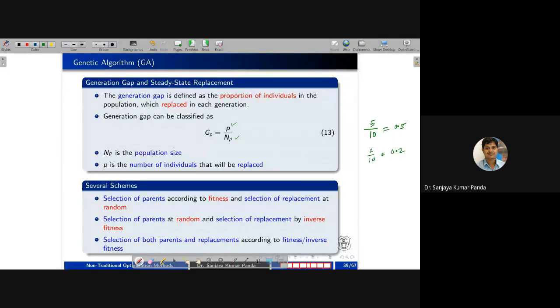Like you can select the parent based upon the fitness. Like I told you in the flowchart, there is a diamond which says check fitness. In check fitness, what you are doing? You are comparing the fitness of the previous generation with current generation. So in that case, you can select the parent based upon the fitness, and replacement can be done random. Or the first one may be random, second one is based on the fitness or inverse fitness. Or both can be at random, or both can be at fitness or inverse of the fitness. Such type of schemes we have to apply in order to update our population.